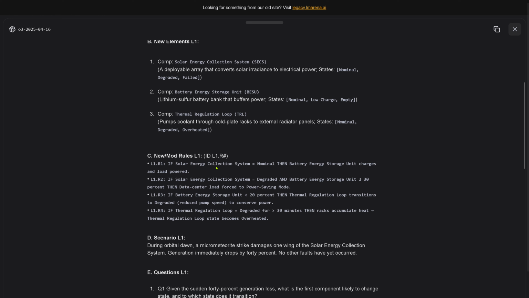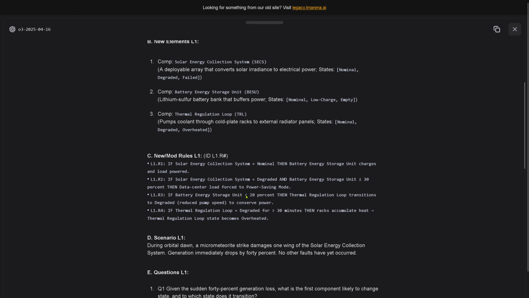If the solar energy collection system is at nominal, then the battery energy storage unit charges and the load is powered. If the solar energy collection system is degraded and the battery energy storage unit is less than 30%, then the data center load is forced to power save mode.